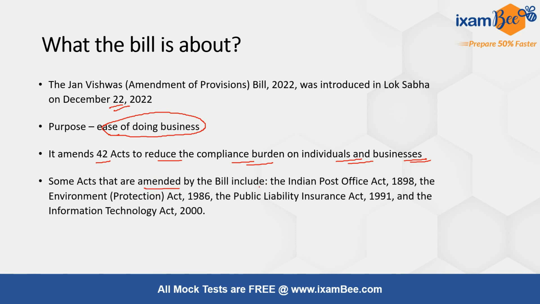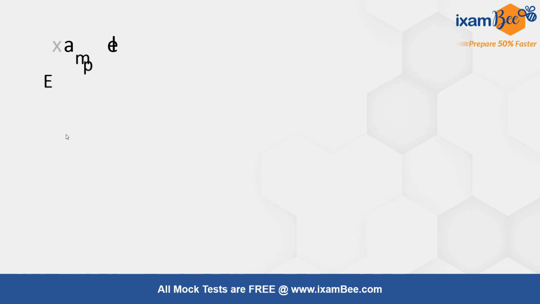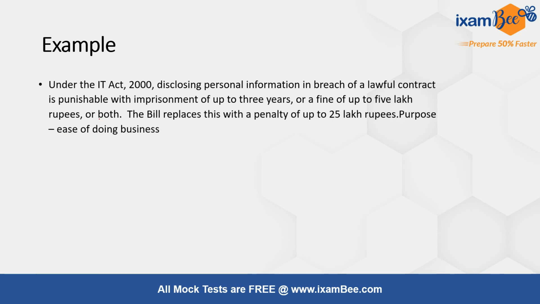Some acts that are amended by the bill include 42 different acts like Indian Post Office Act, Environment Protection Act, Public Liability Insurance Act, Information Technology Act. You will not be required to remember what all amendments are, just understand what the bill is about. Take an example. Under the IT Act, disclosing personal information is an unlawful activity. Punishment can go to imprisonment of 3 years or a fine up to 5 lakh rupees. Now the bill says it can go for a penalty of 25 lakh rupees, but this imprisonment is removed.